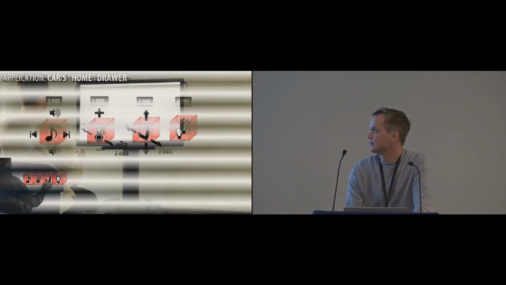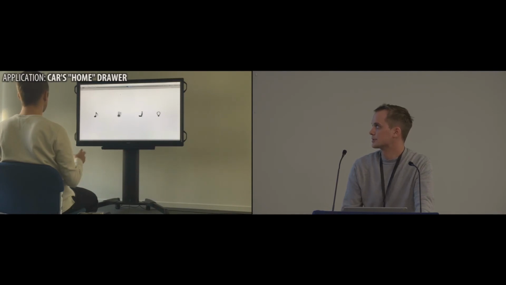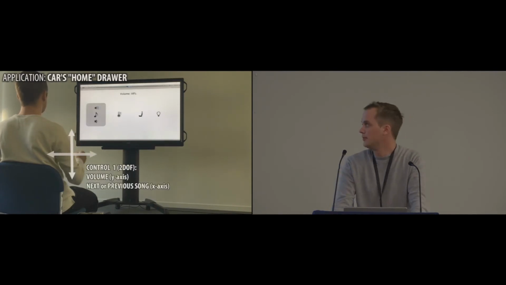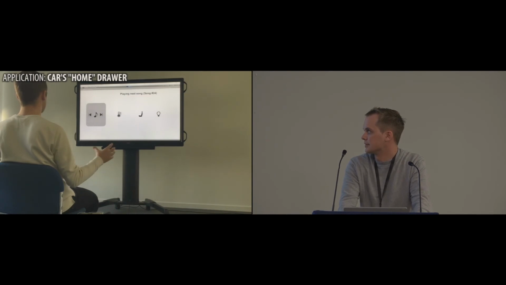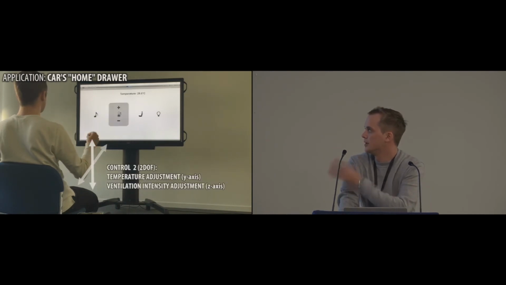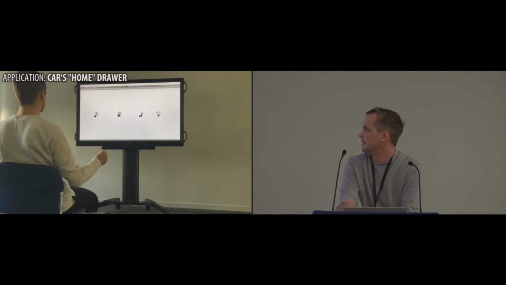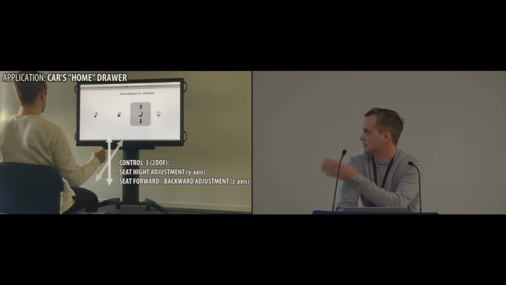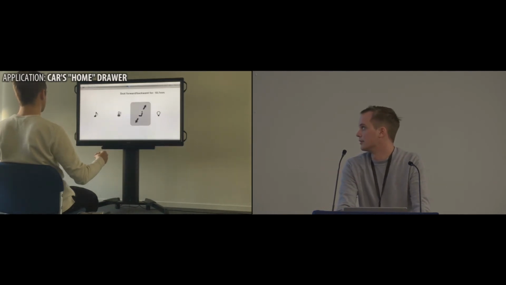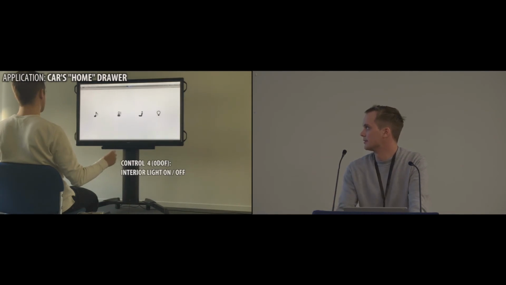And the last one was with 4 controls, which should represent a global home menu of a car. Here you can see that each control represents a common function. For example, we can control volume and the next or previous track, or temperature, or ventilation intensity, or the seat, or turn lights on or off, which is basically like 0 degrees of freedom.